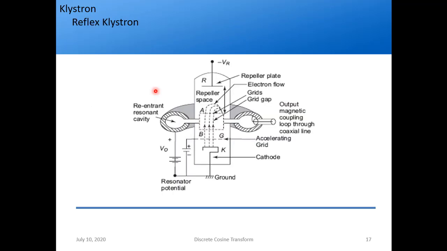Then the reflex klystron, how does it work? We have a main part, the repeller, here. It is biased to a negative voltage. And here we have the electron gun. So it will emit electrons, right?